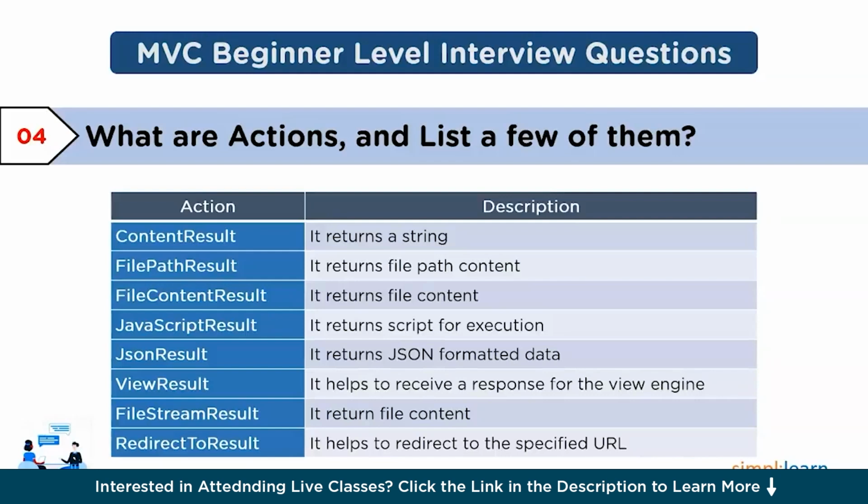Content result, it returns a string. File path result, it returns the file path content. File content result, it returns file content. JavaScript result, it returns the script for execution. JSON result, it returns JSON formatted data. View result, it helps to receive a response for the view engine. And file stream result, it returns file content, and redirect to result, it helps to redirect to the specified URL.